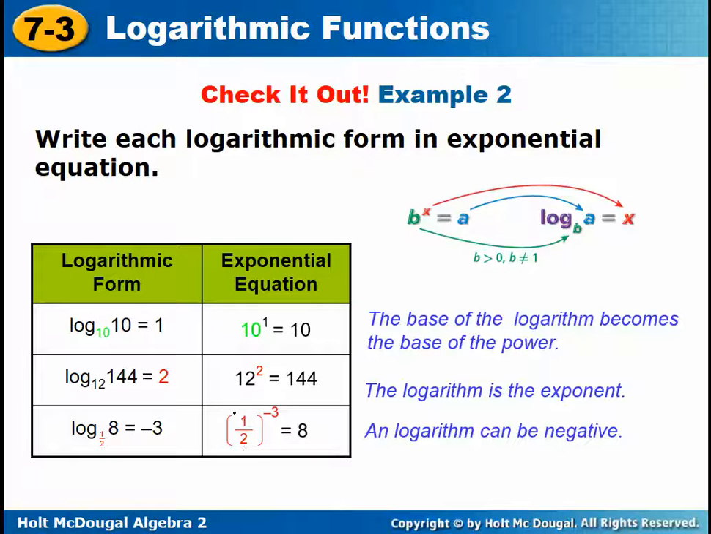Note that the 1/2 should be put in parentheses like that, because if you just wrote 1/2 to the -3rd, you might think it's just 1 to the -3rd instead of the whole fraction being raised to the -3 power.